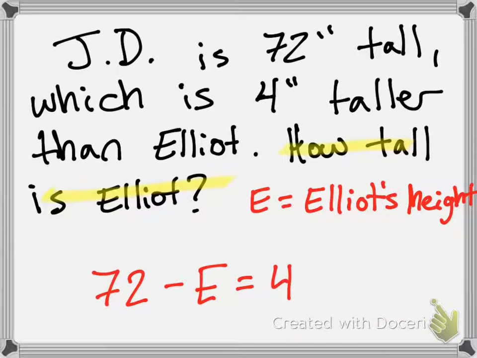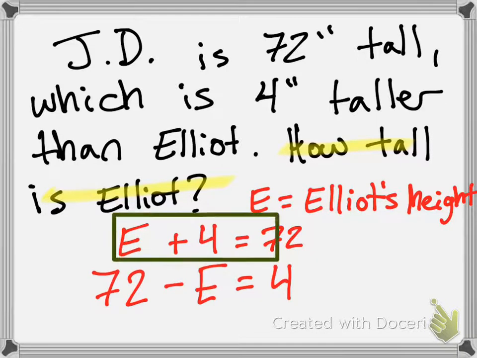What other way could we write it? E plus 4 equals 72. Another way to write it. There are different ways, and you're going to get the same answer. The easier one is this one.